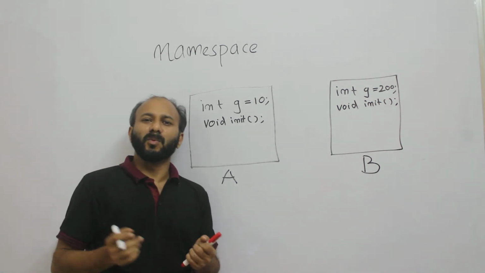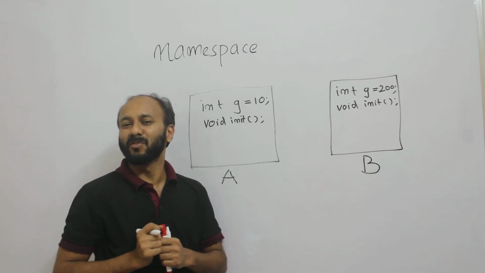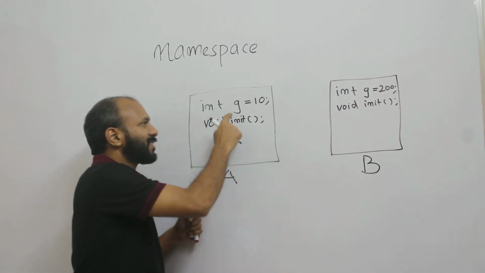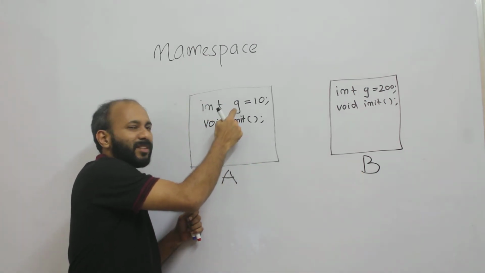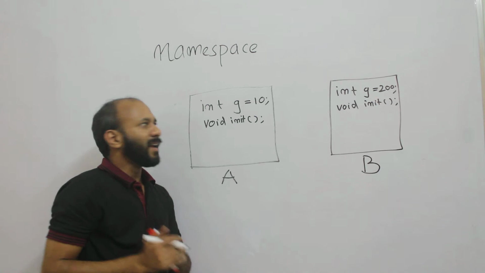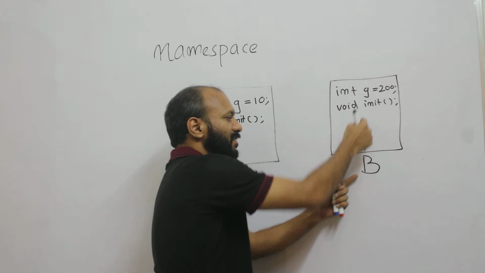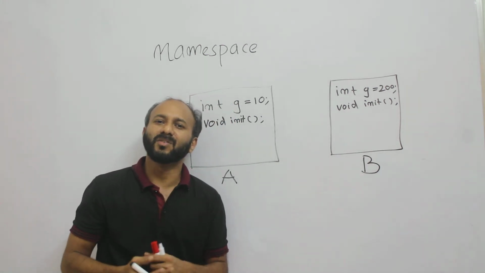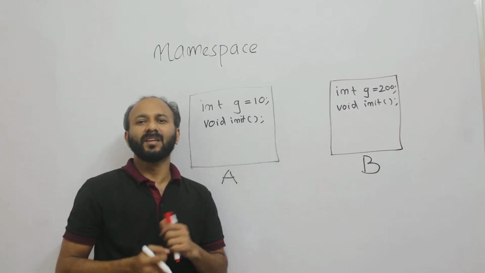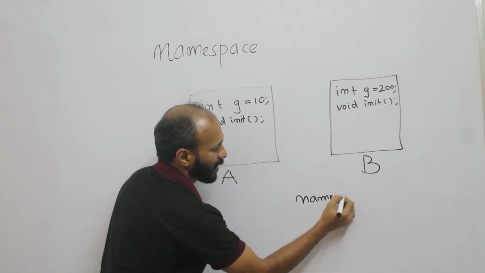Now at the end of our project, we will be integrating all the modules and finally trying to create an executable file. Whenever we integrate these two modules, since the global variable name g is available inside both modules, there will be an integration failure. Again, the init function is available in both modules, so you cannot continue the integration. This is known as name clash or name collision.